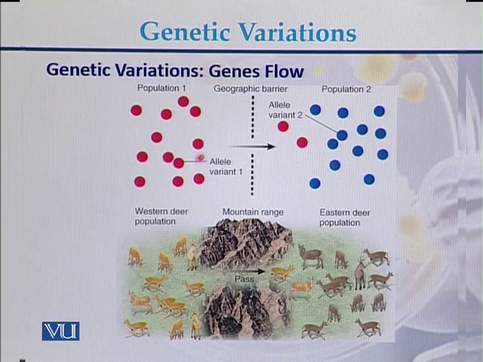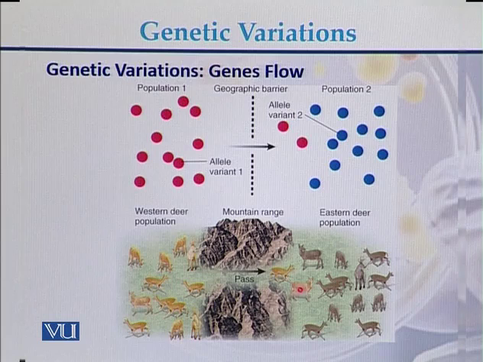Here is population number 1 and population number 2, shown in the form of animals. Sometimes certain alleles move from one population to another. Here we can see that 2 allele variants move from one population to another. Same in this diagram, 2 animals move from this area of the population to this area. So the movement of alleles from one population to another, which is called gene flow, is responsible for genetic variations.